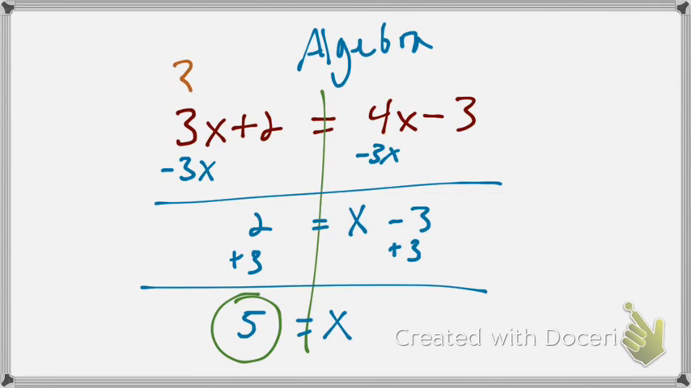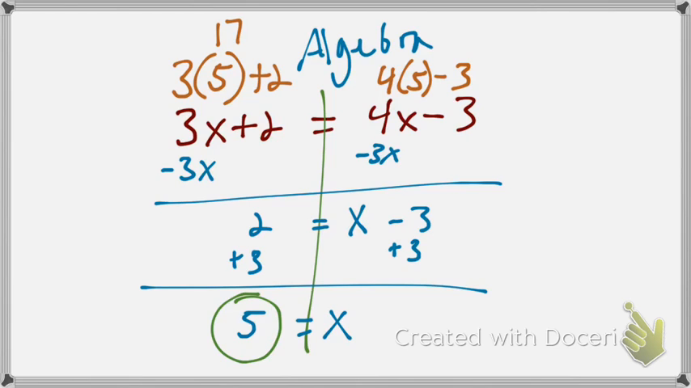So I could say 3 times 5 plus 2. What's 3 times 5? 15. Plus 2? 17. And then I could say 4 times 5 minus 3. What's 4 times 5? 20. Minus 3. 15. Wait, 17 and 15? Does 17 equal 17? Yes. Then I know I got the right answer. Okay.